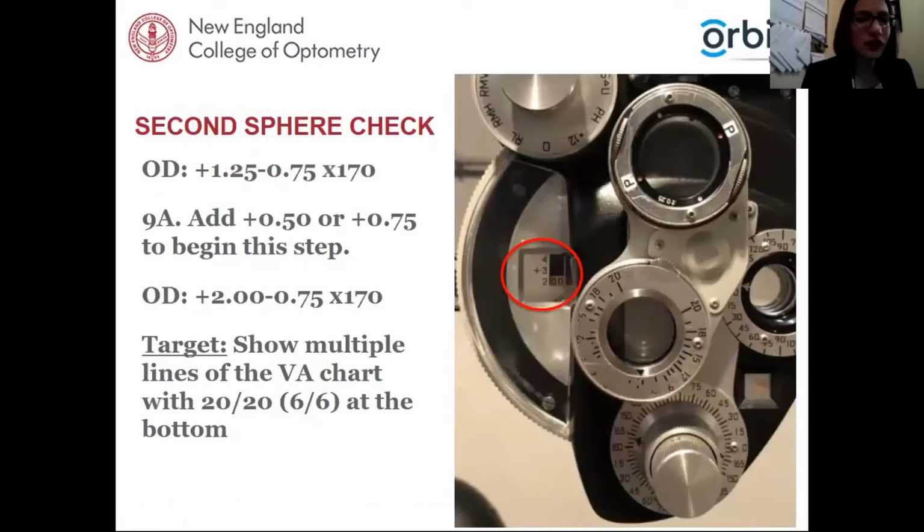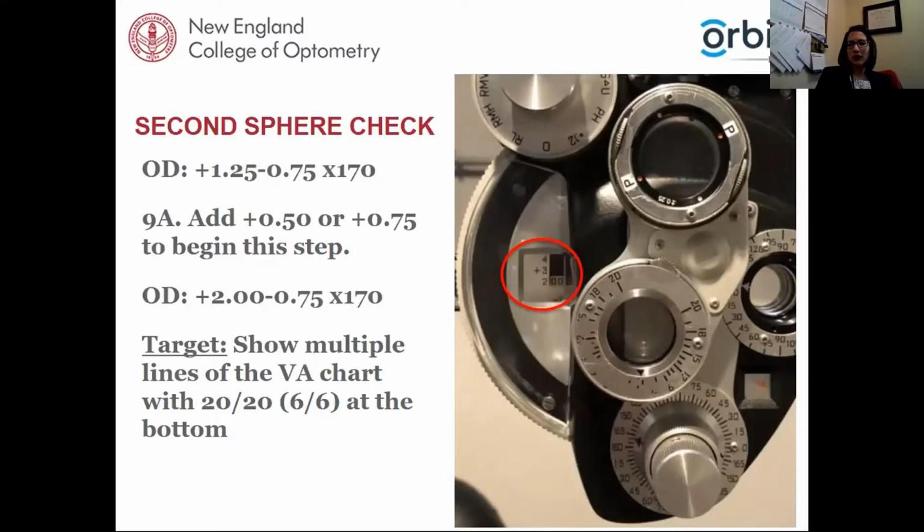So we're done with the cylinder, and now we're going back to our second sphere check. This is where we ended up, our sphere and cylinder power after our initial sphere check plus the cylinder power and axis refinement. To begin the second sphere check, you can add plus 0.5 or plus 0.75 to begin this step.